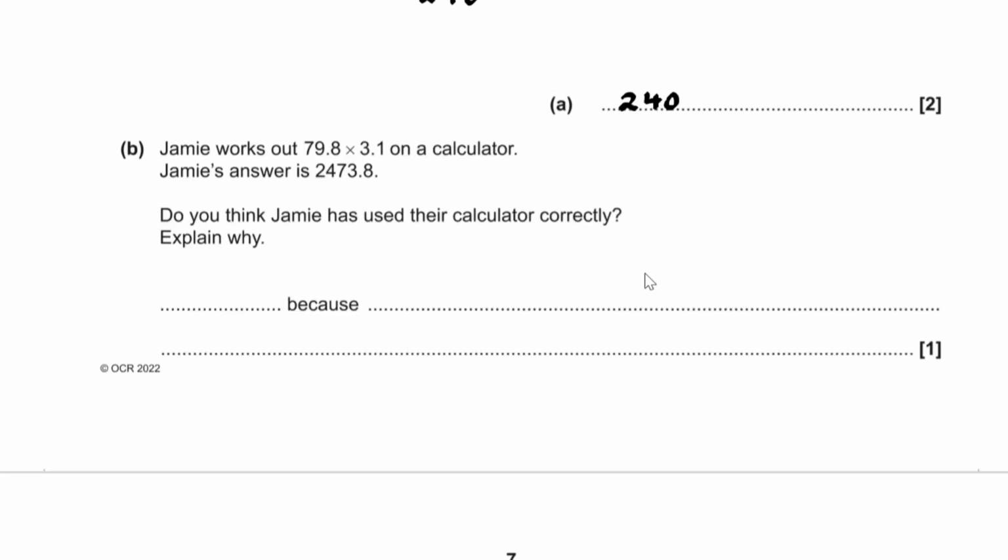Part B. Jamie works out 79.8 times 3.1 on a calculator. Jamie's answer is 2473.8. Do you think Jamie has used their calculator correctly? Explain why. Well, no, because the answer should be close to 240, and we found that out with our estimate.